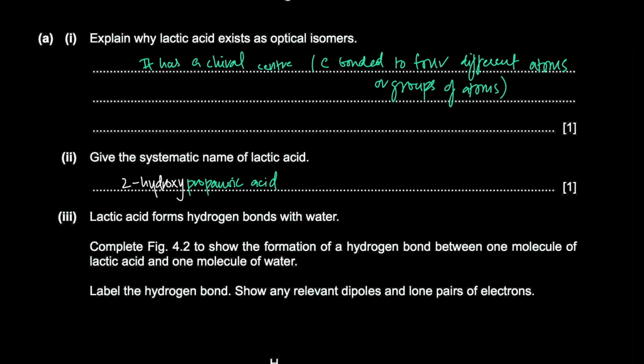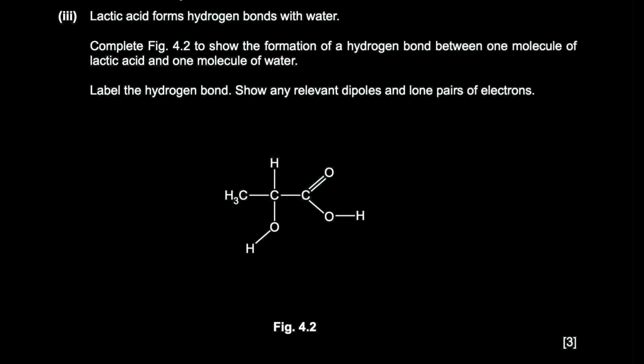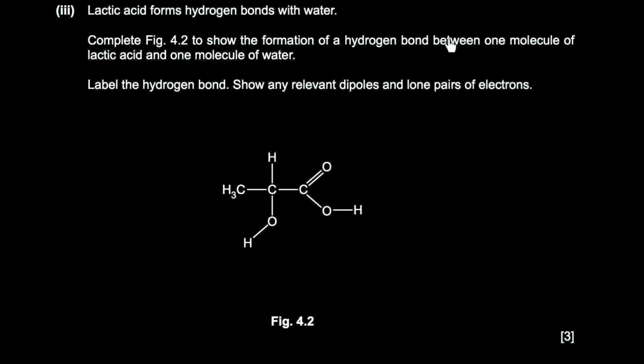Lactic acid forms hydrogen bonds with water. Complete figure 4.2 to show the formation of a hydrogen bond between one molecule of lactic acid and one molecule of water. Label the hydrogen bond, show any relevant dipoles and lone pairs of electrons. So you have to show a hydrogen bond with a water molecule. I'll just show it here. Here we have a water molecule, and then you show this dotted line, like this. You have to show the partial charges, delta minus, delta plus, delta minus, and then label the hydrogen bond.